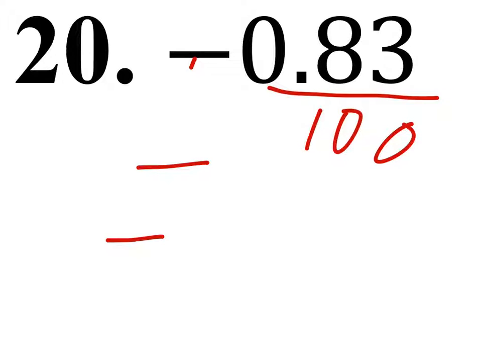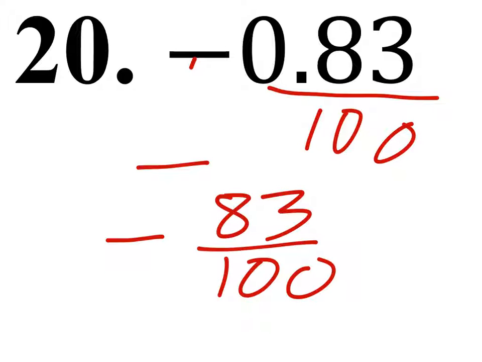Okay. The answer is going to be negative because there's a negative right there. And it's out of hundredths. So the answer would be negative 83 over 100. And 83 can't be divided by anything evenly.